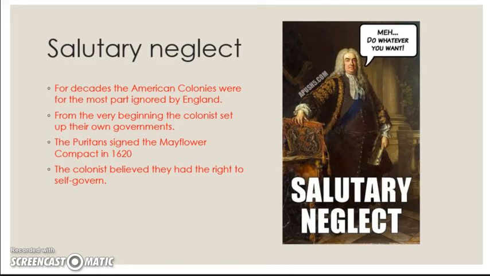They're going to start a tradition called self-government. They signed the Mayflower Compact all the way back in 1620. And what's going to happen is we get used to this idea of taking care of ourselves.